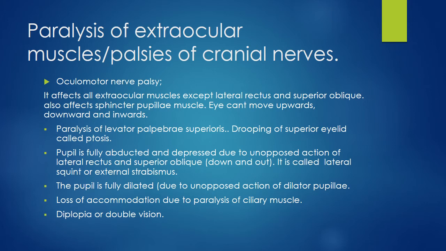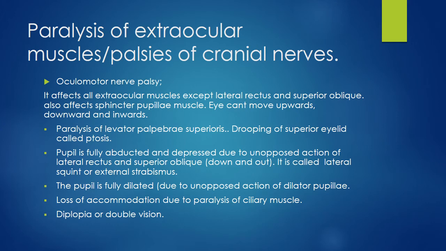Paralysis of extraocular muscles due to injuries of cranial nerves. Oculomotor nerve palsy. Oculomotor nerve or third cranial nerve supplies all the extraocular muscles except lateral rectus and superior oblique. It also supplies two intraocular muscles, sphincter pupillae and ciliary muscle, because the parasympathetic fibers through oculomotor nerve reach the ciliary ganglion and then supply through short ciliary nerves two muscles, sphincter pupillae and ciliary muscle.